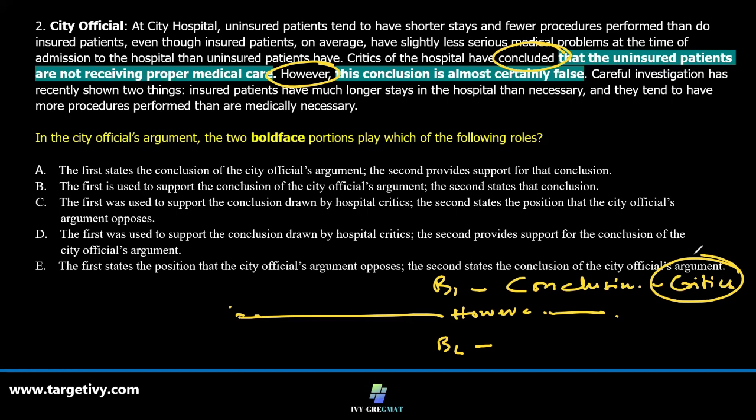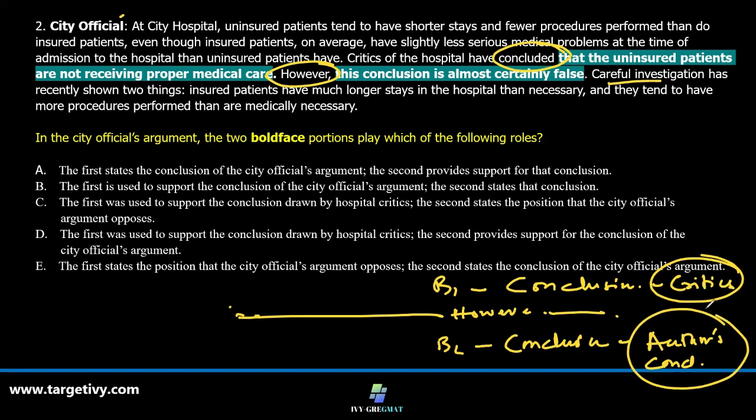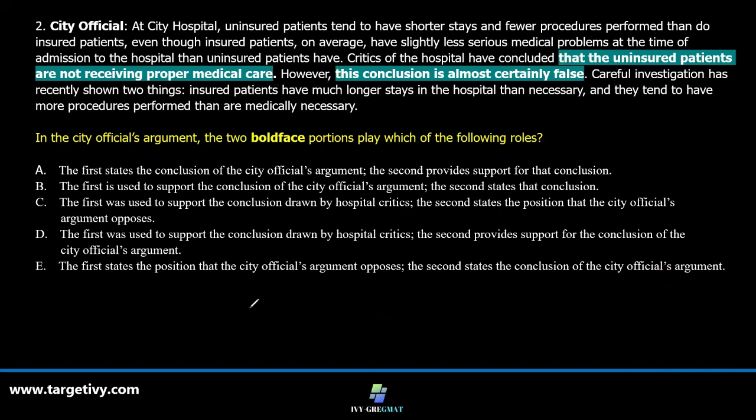Then he says, the careful investigation. So this is again a conclusion. We can say this is the author's conclusion or the city official's conclusion. You can say that. So there are two bolds, both are conclusions, bold 1 and bold 2, the first one being of the critics, the second one being of the author. So let's arrange the argument as we did last time. Okay, so let me rub it off and see.